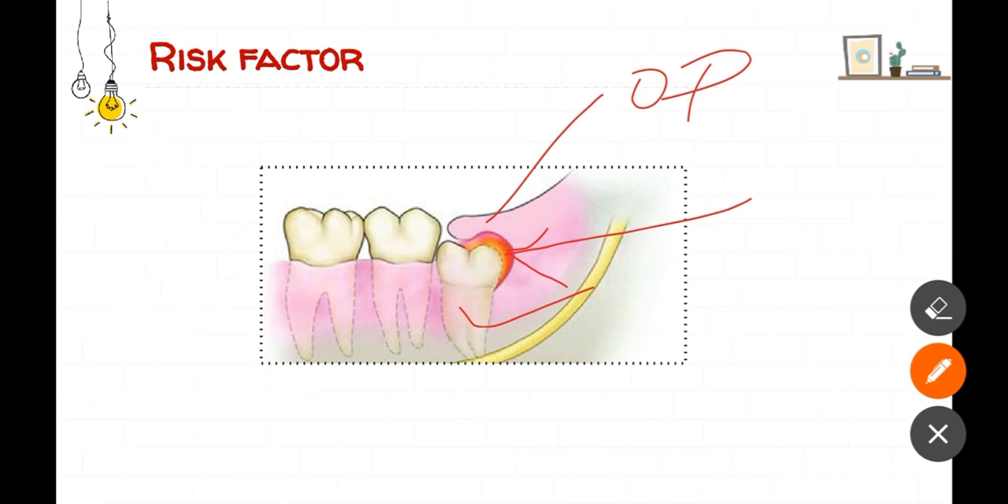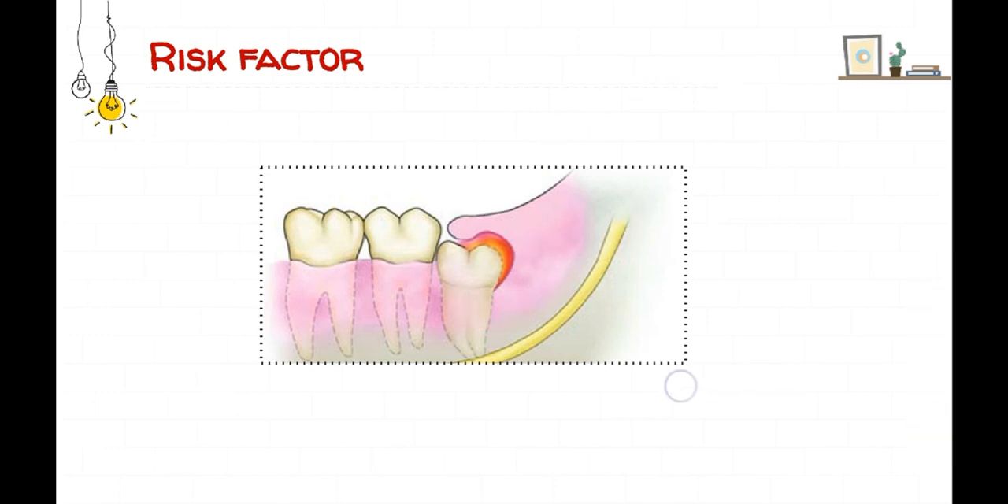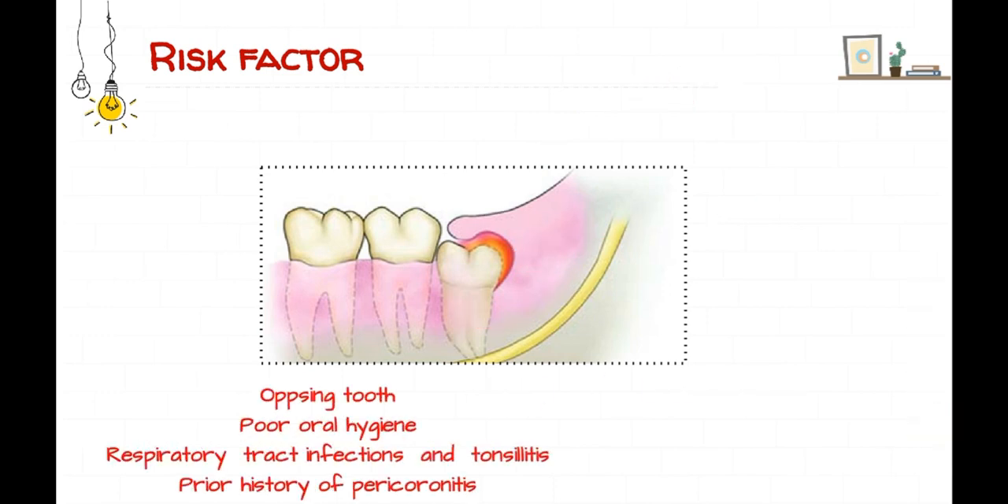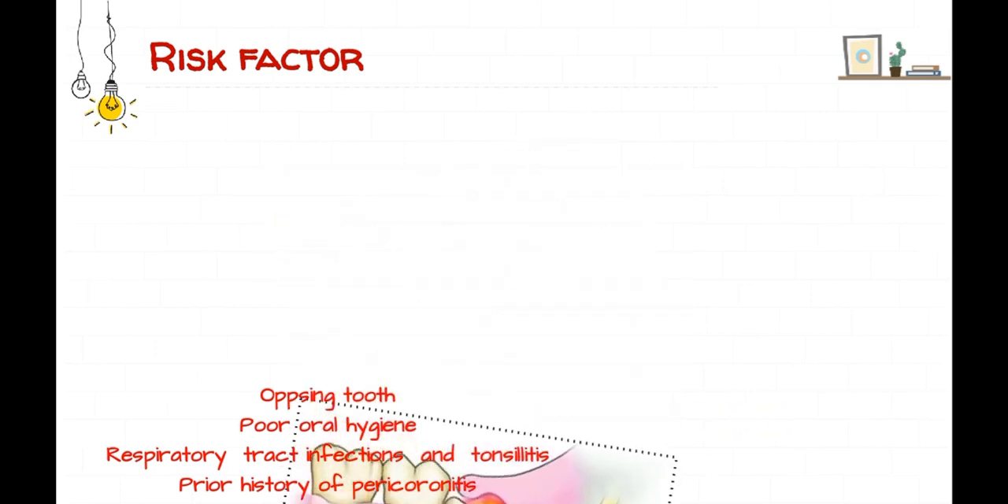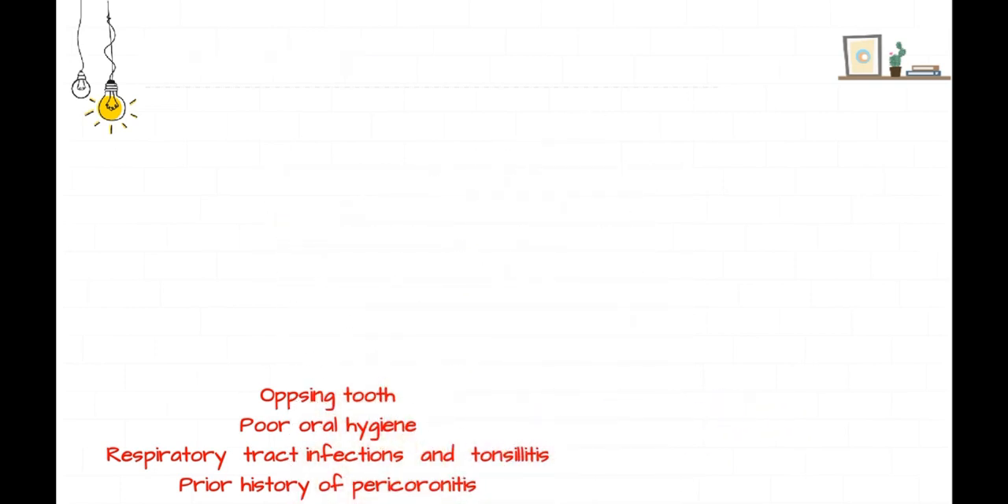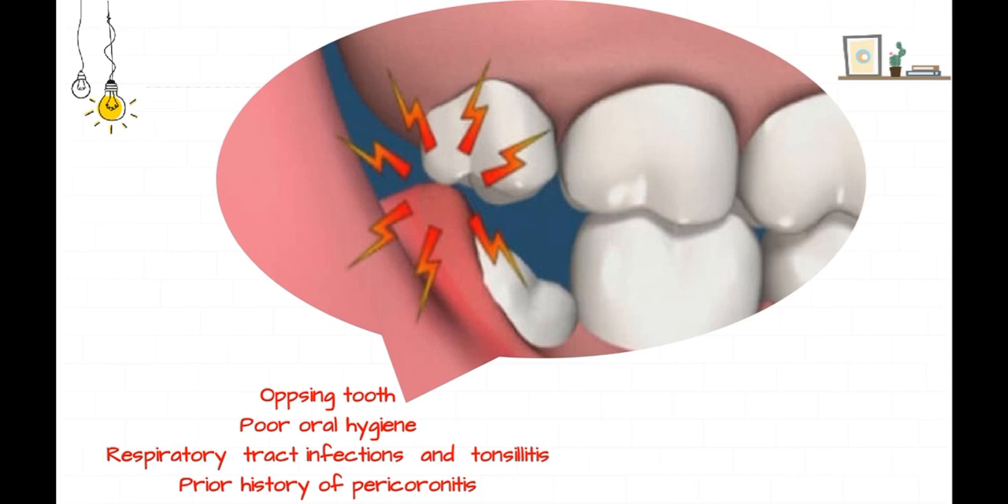Now other risk factors, other than impacted tooth and periodontal pockets, are the opposing tooth. The opposing tooth constantly irritates the overlying gingival tissue of an impacted, partially erupted or unerupted tooth. So this can be a risk factor. Others are poor oral hygiene, respiratory tract infections and tonsillitis, and prior history of pericoronitis. So these are the risk factors of pericoronitis.